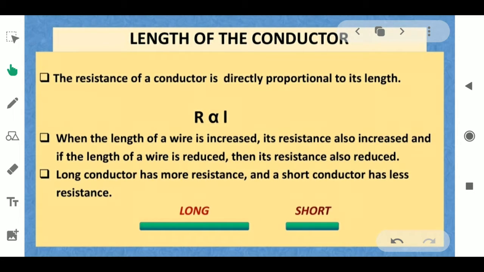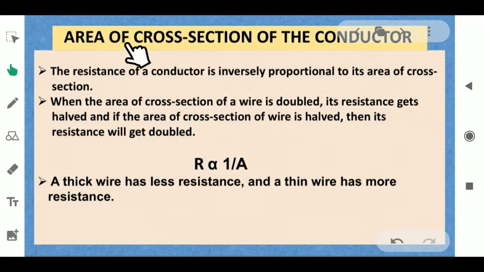Suppose we are considering two conductors, the first one a long conductor and the second a short one. In this case, the long conductor has more resistance and the short conductor has less resistance. So simply we can say that the resistance of a conductor is directly proportional to the length of the conductor. Clear? Yes. The second point, area of cross section of the conductor.